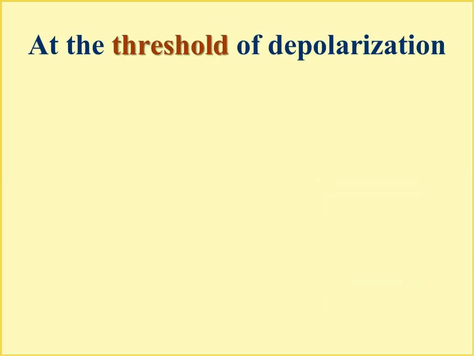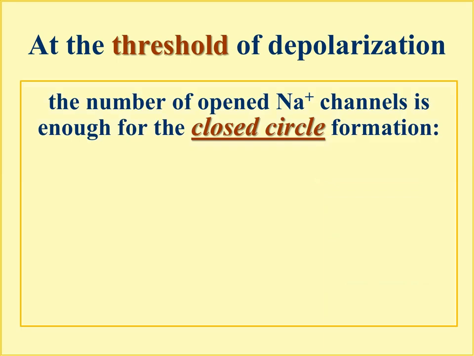Let's observe the threshold of depolarization. What is the basis for the threshold? Why exactly does it develop at a certain level? This certain level, like minus 40, minus 50, was empirically found. But what underlies the threshold? You see, the number of open sodium channels should be enough for the closed circle formation.